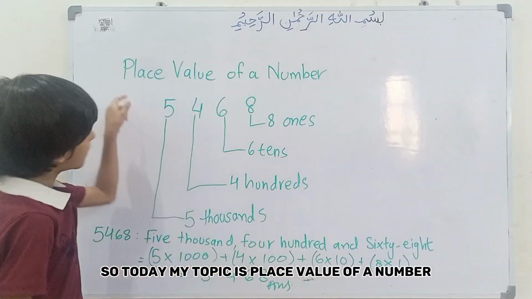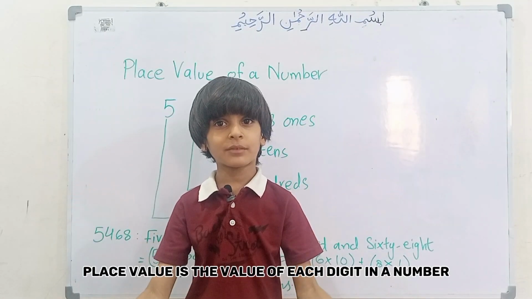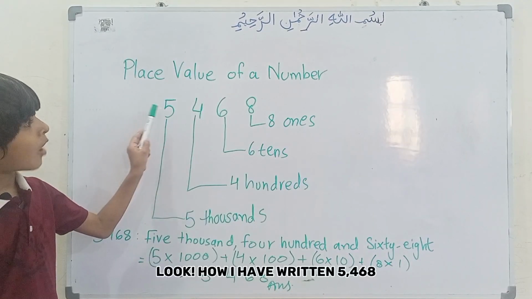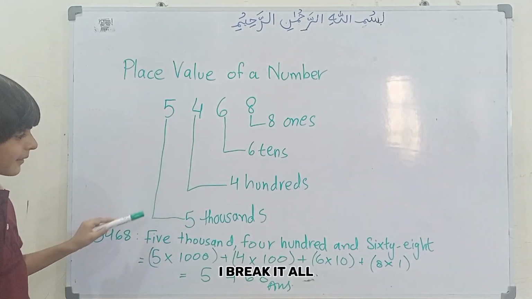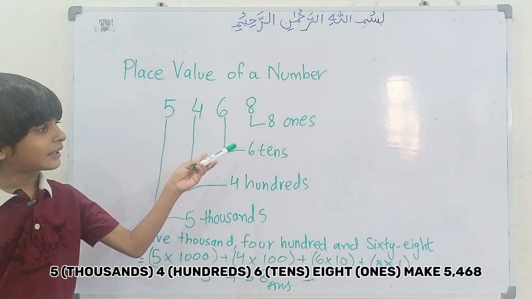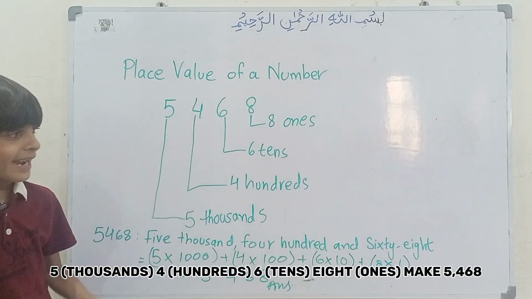So today my topic is place value of a number. What is place value? Place value is the value of each digit in a number. Look at how I've written 5468. I break it all. 5,000s, 400s, 6 tens and 8 ones make 5,468.